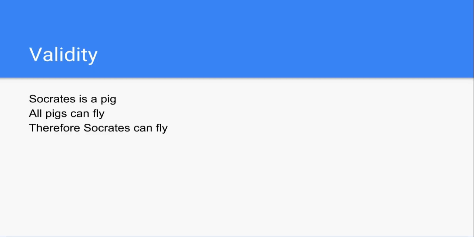Now, I imagine that nobody finds this particular argument very convincing. Some of you may have found argument 1 convincing, depending on your degree of faith in politicians these days, but argument 2 isn't convincing. And that's because I imagine everybody knows that premise number 2, all pigs can fly, is false. But the point here is that validity has nothing to do with truth or falsehood. It's about the form of the argument, not its content.